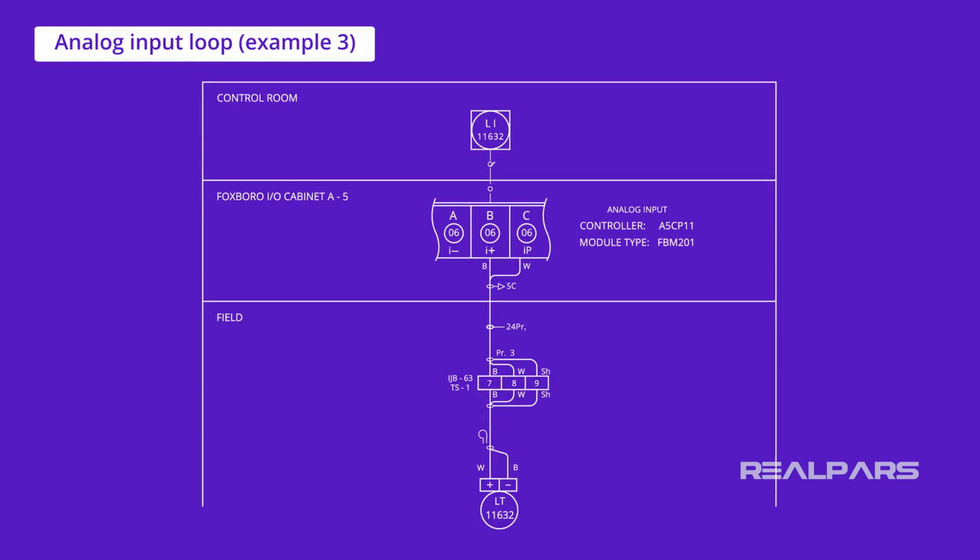Let's look at an example of an analog input control loop with a DCS controller. The controller is one of the channels of a Foxboro DCS input module, FBM201. This module is located in the Foxboro I/O cabinet A5. The datasheet for the FBM201 analog I/O module will tell you that the two-wire input and output connections are A and B. The P&ID symbols tell us that the control room HMI will have a graphic for a level indicator, LI11632.